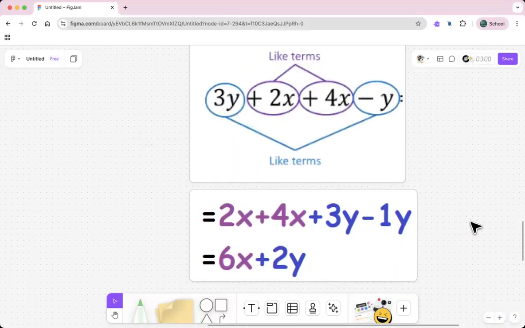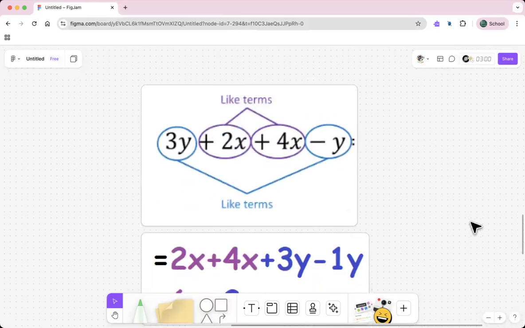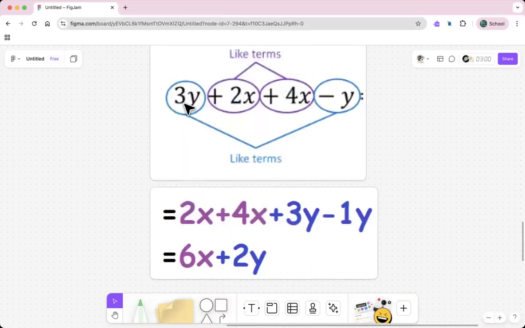Okay. Here's one question I didn't do before. Positive 3x plus 2x plus 4x minus y. This is a simple question because I've circled in purple the like terms that are x to the power of 1 terms, and y to the power of 1 terms have been circled in blue.